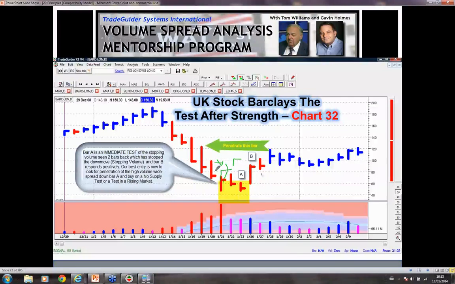This setup here is much higher probability than if you have an up bar here on high volume. If you get this down move and then you suddenly have an up bar on high volume, that can be weakness and can be further selling, especially if the next bar closes lower and then you get no demand.